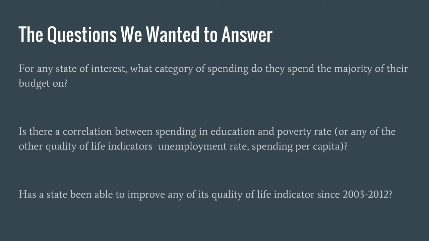And in terms of the specific questions that we wanted to answer, here they are. So for any state of interest, what category of spending do they spend the majority of their budget on? Secondly, is there a correlation between spending in education and poverty rate, or spending in education and any of the other quality of life indicators that we're tracking? And last, has a state been able to improve any of its quality of life indicators since 2003 to 2012?